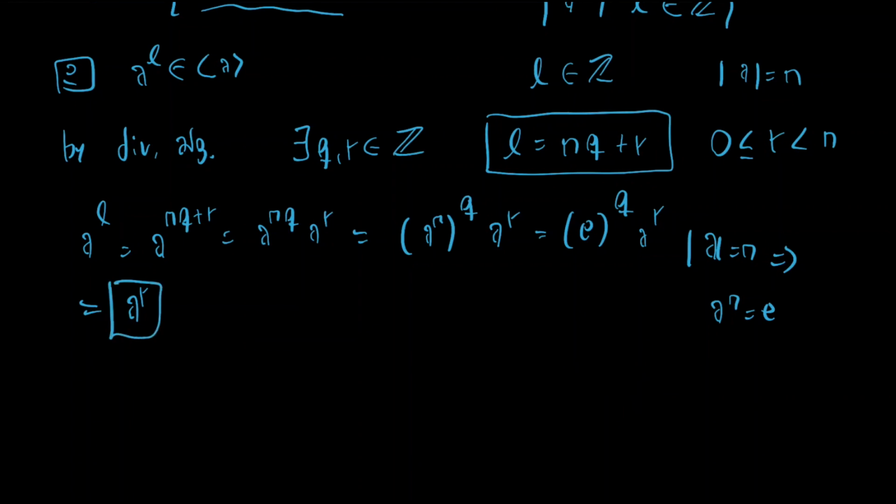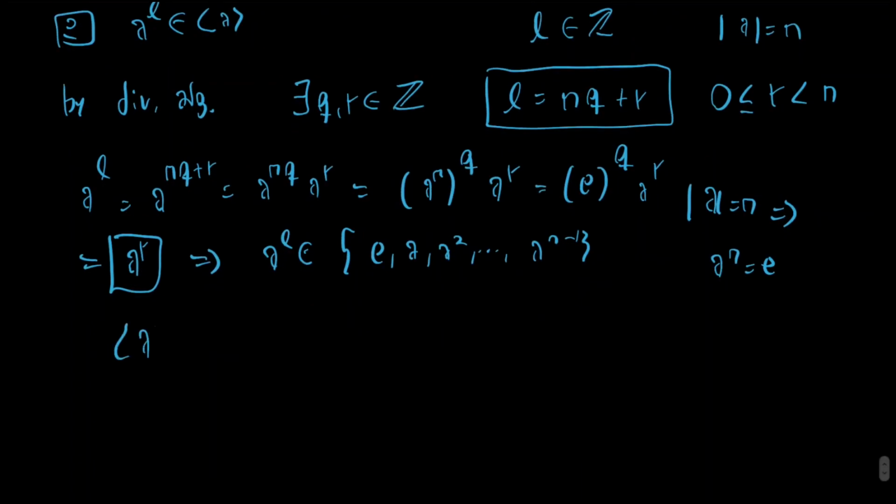And so let's see what we have got here. We have reduced A to the L to an element of the form A to the m, where m is less than n and greater than or equal to 0. In other words, A to the L is an element of this set here. But this is precisely what it means for a set to be a subset of another one. So we have obtained the other direction.